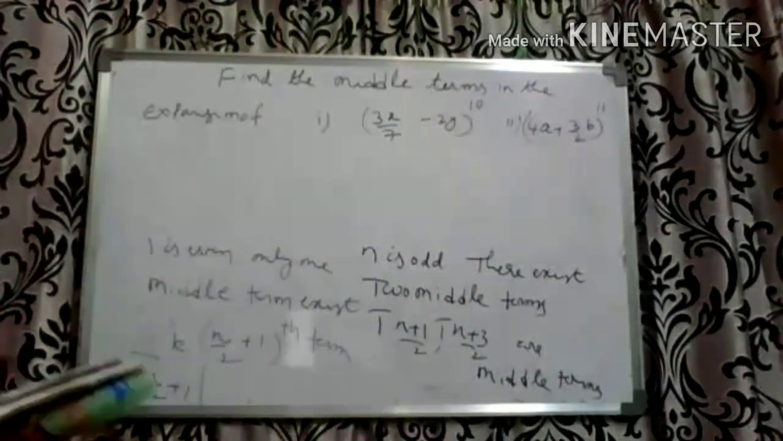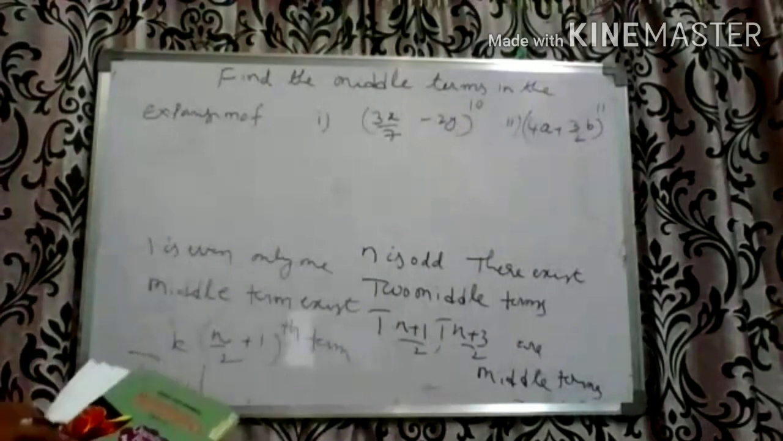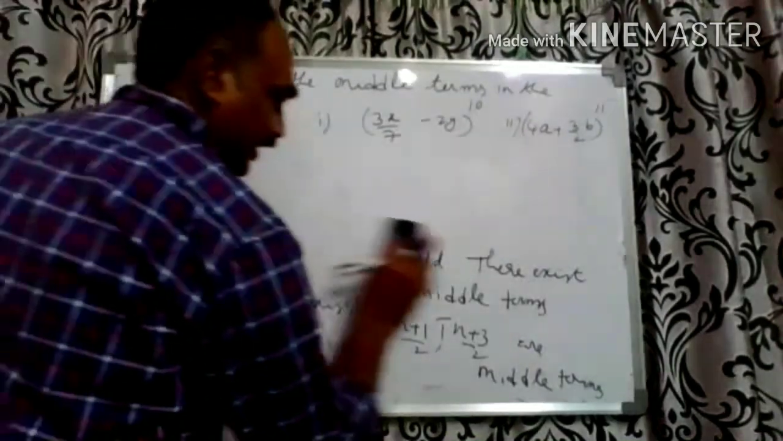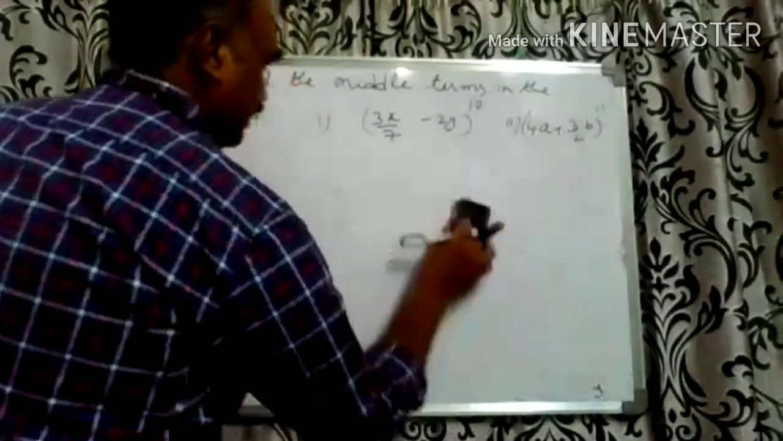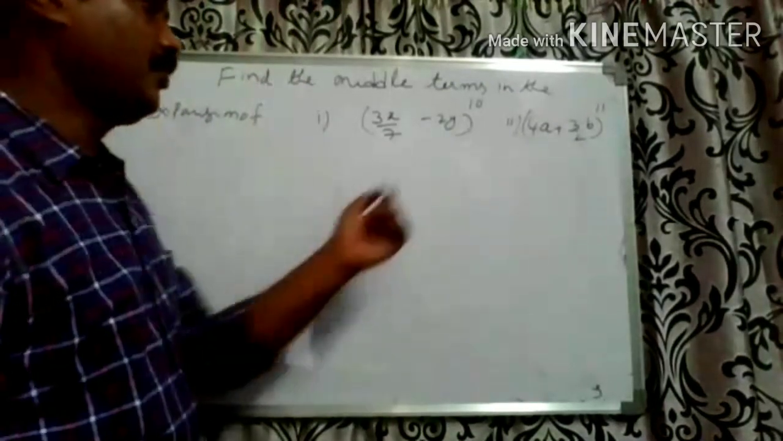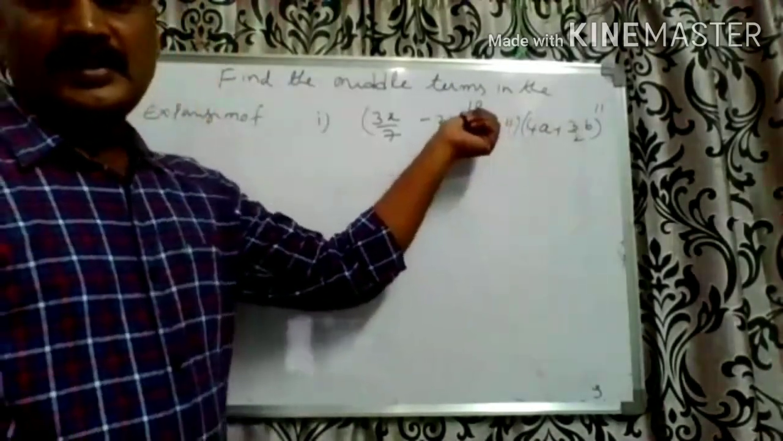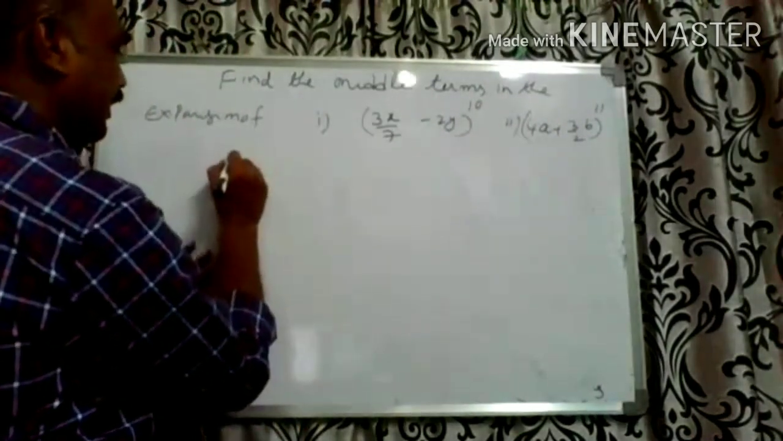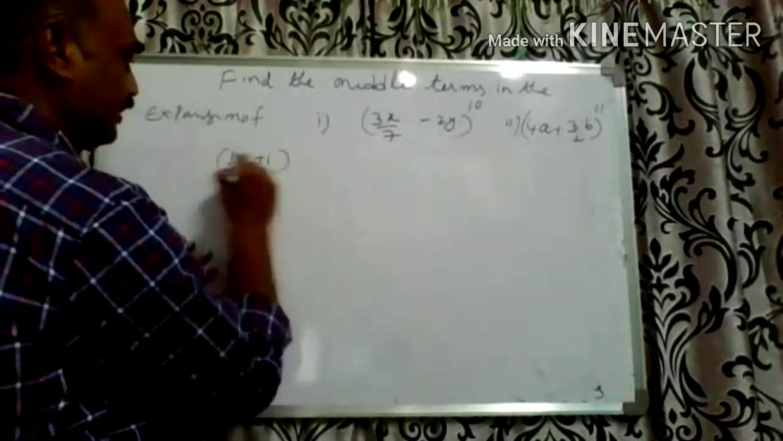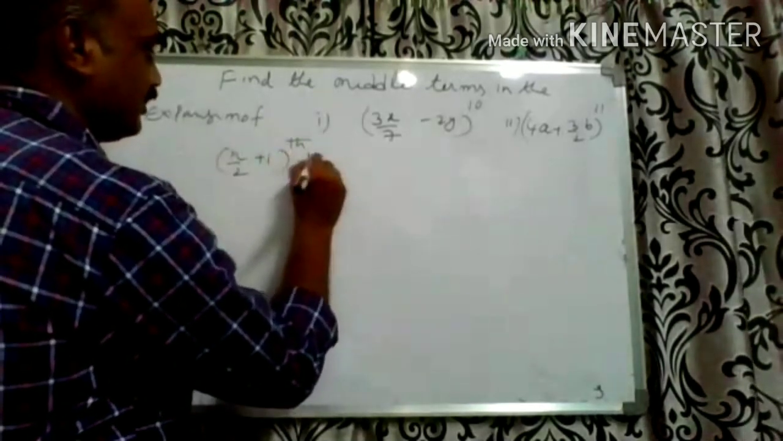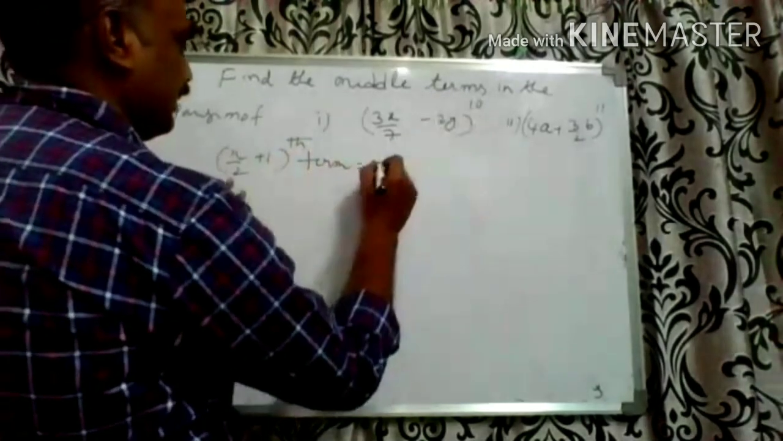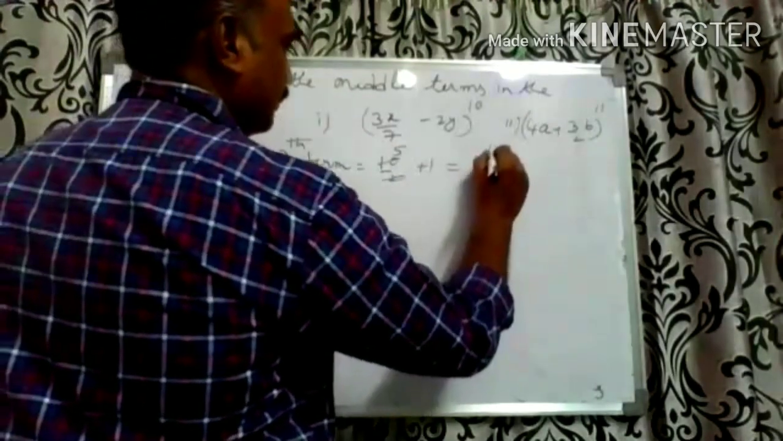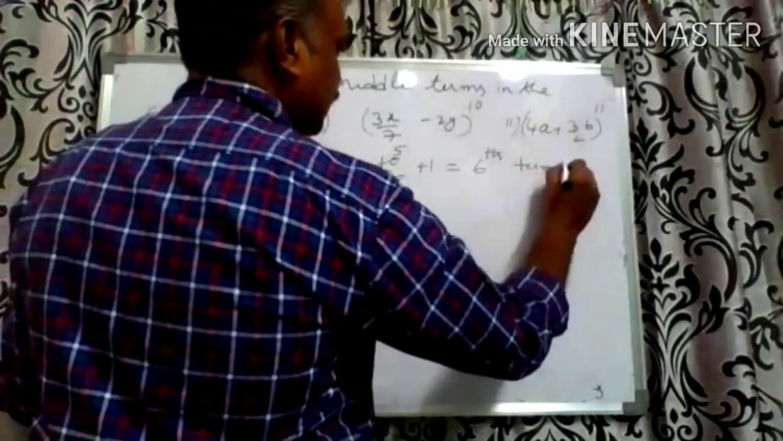Second problem. Find the middle terms in the expansion of 3x by 7 minus 2y whole power 10. So 10 is an even number, so only one middle term exists. The formula is the n by 2 plus 1th term. Here n is equal to 10, so 10 by 2 plus 1 is equal to 5 plus 1, the sixth term. Find the sixth term.